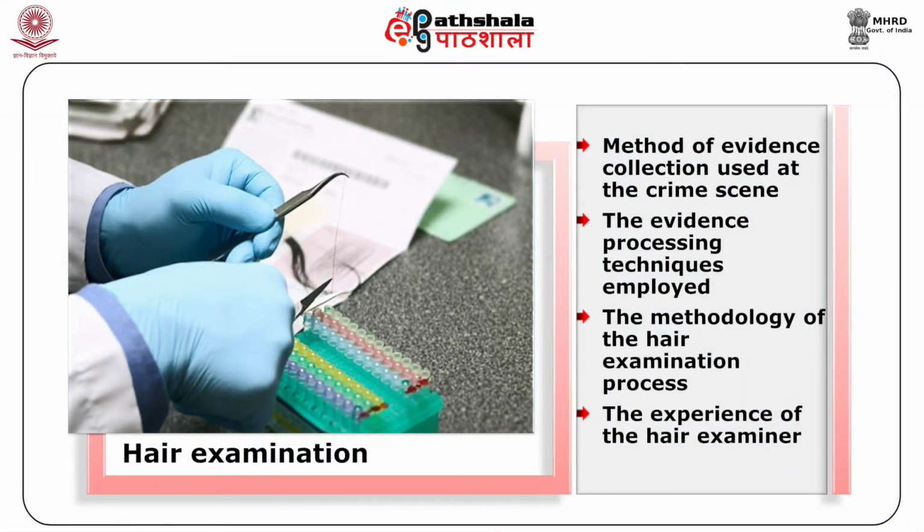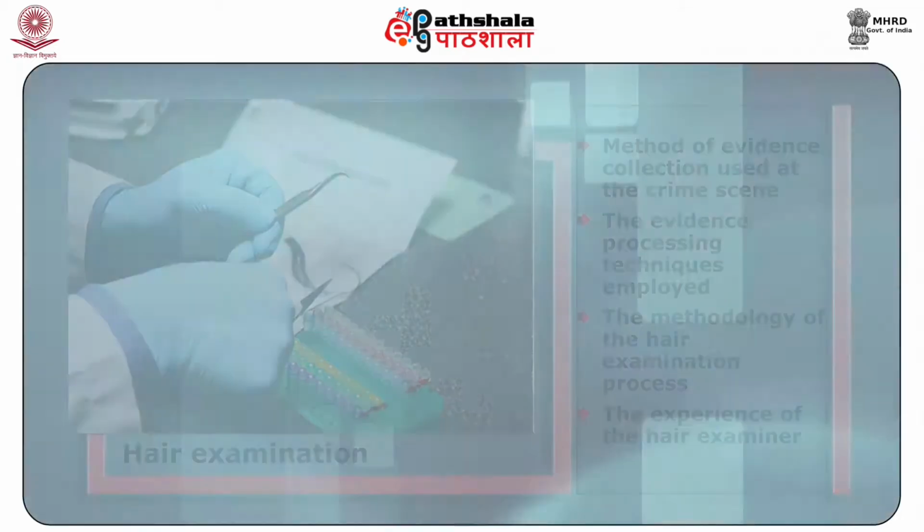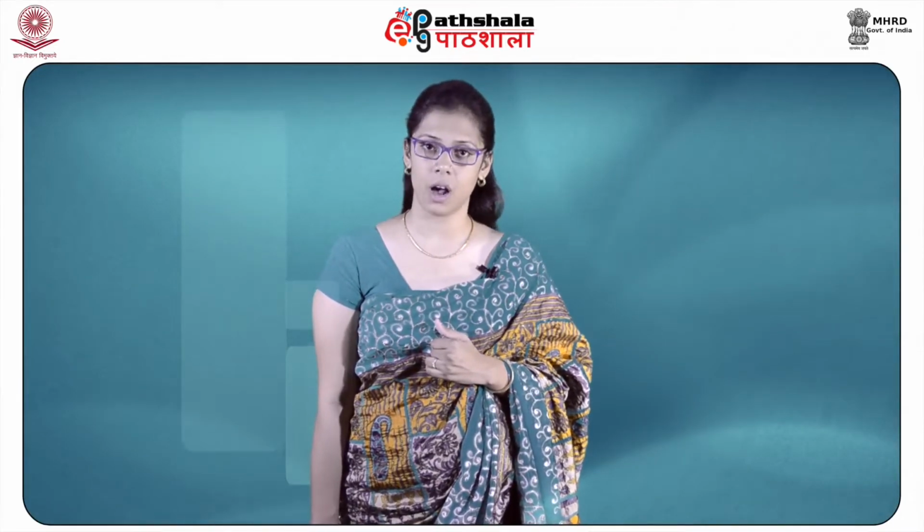The microscopic evaluation of all kinds of hair is possible, while head and pubic hairs are most often encountered in criminal investigation. Others can also be compared with equivalent techniques. The significance of hair examination results depends on the method of evidence collection used at the crime scene, the evidence processing techniques employed, the methodology of the hair examination process, and the experience of the hair examiner. Head hairs and pubic hairs are routinely held as more significant than hairs from other body areas.